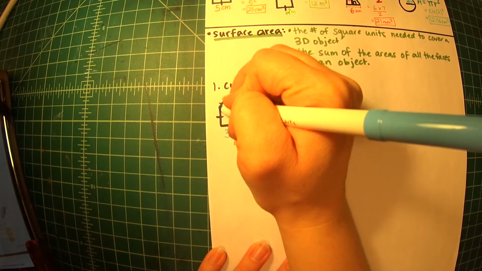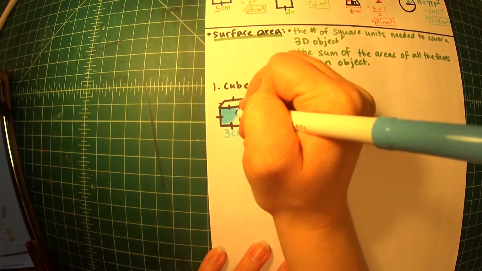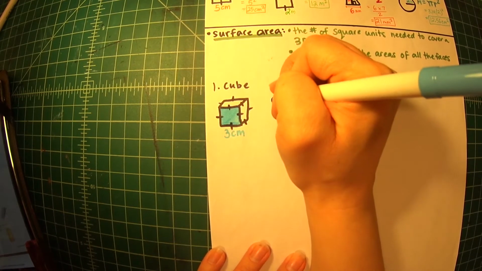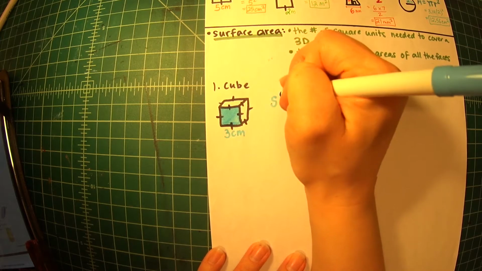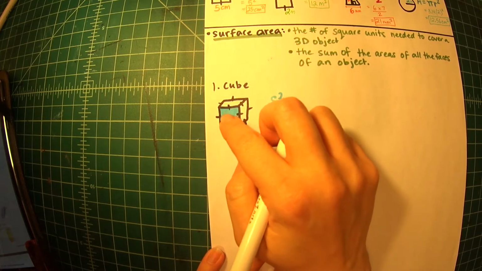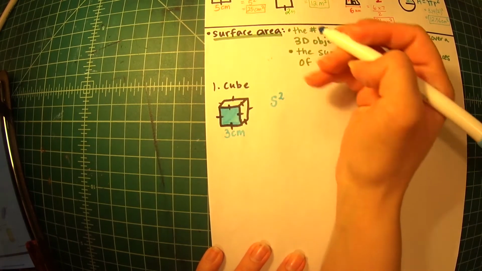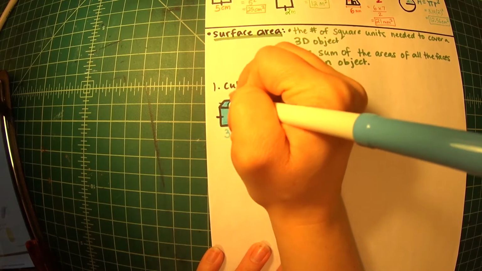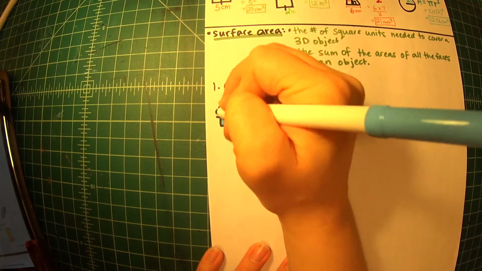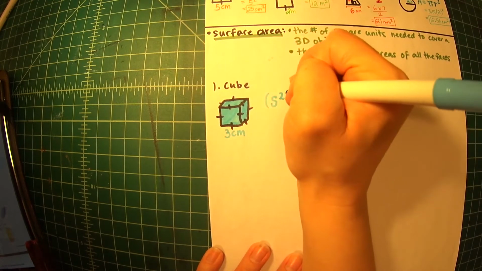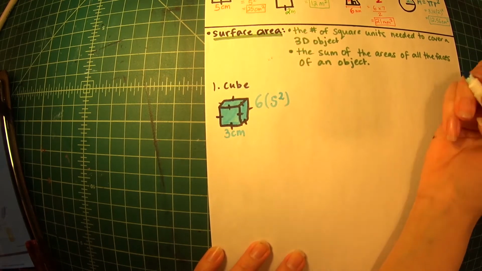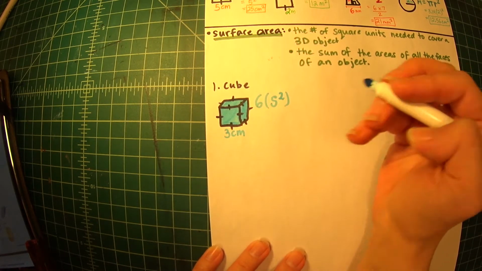So to find the area of one of these faces, all we have to do is take our side length and square it. 3 squared, 3 times 3 is 9. That gives us the area of one face. But because the edges are the same, every single one of these faces is identical. How many of them do we have on the cube? We have 6 total. So this number can then be multiplied by 6. So that's for the surface area of a cube.